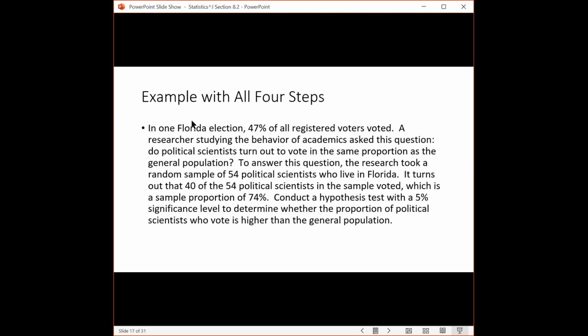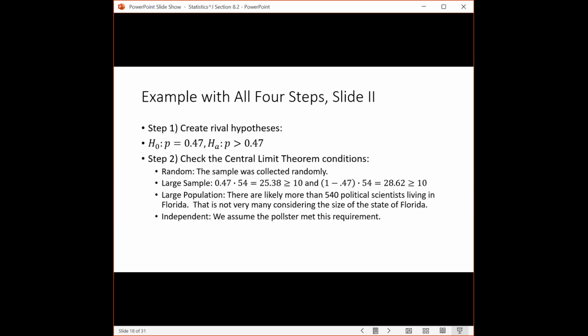So give it another read here. So 47% of all registered voters, if you go through and skim through that, that is our population. And what are we trying to figure out? We're trying to figure out whether political scientists vote in a higher percentage. That's our guess, is that they vote in a higher percentage. And so that is what we put in the alternative hypothesis.